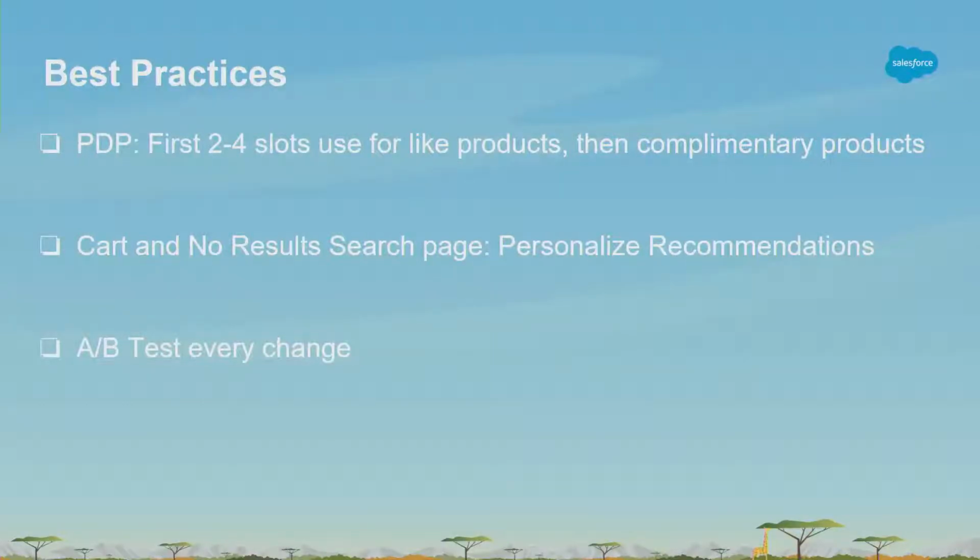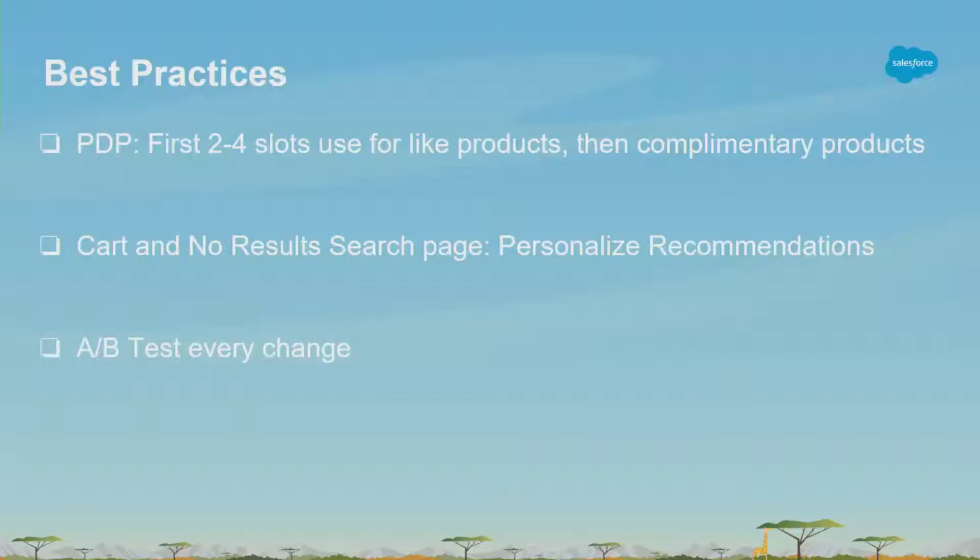So these are some best practices that Black Diamond recommended. On your PDP, your first 2 to 4 slots should be for like products, so they should be complementary products, and then they should be alternative products, and then allow complementary products to float up into the lower area of the product recommendations. On the cart and no results page, use personalized results. This, especially on the no results page, it reflects their current browse behavior and gets them back into that shopping experience very quickly. And then just as a general rule, and this is something that we recommend, test every change.